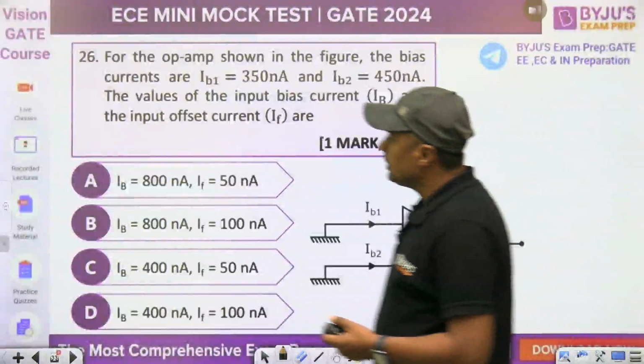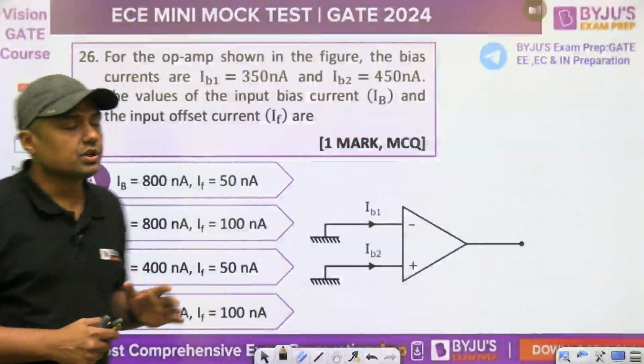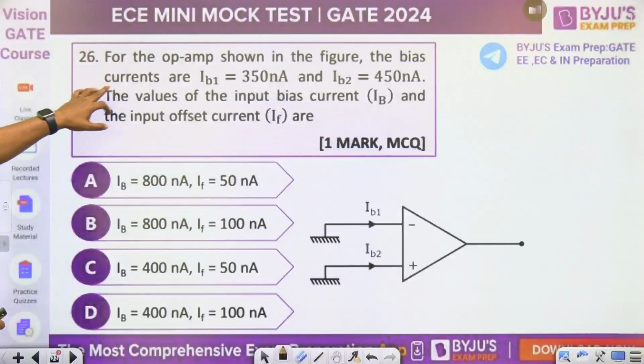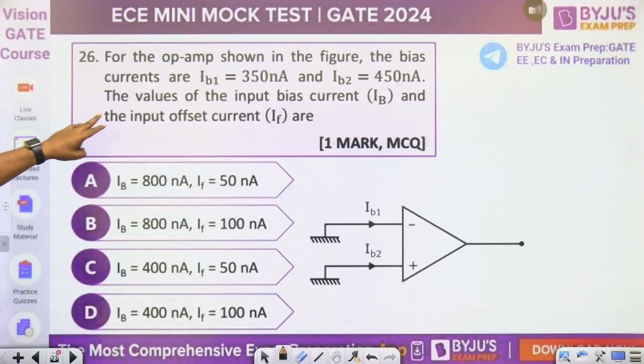Okay then. Next question, again from operational amplifier. For the op-amp shown in the figure, the bias currents are 350 nanoampere and 450 nanoampere. What are the values of the input bias current and input offset current? This is a formula based question, 1 mark question. Now try to solve this one.